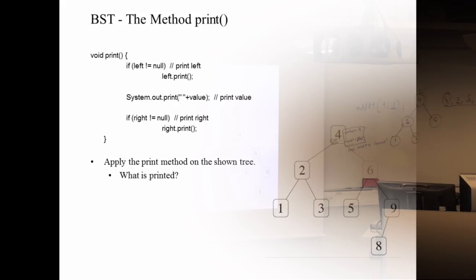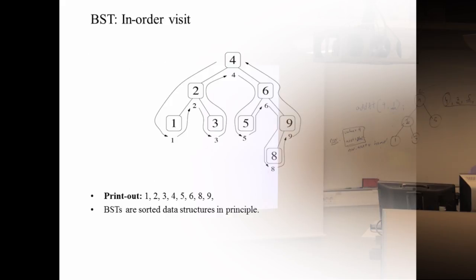And then we also have the print method in this binary search tree implementation, where you just simply, if left is not equal to null. Basically, there are different ways to visit or print the elements or nodes in a tree. The first one we have is in-order visit. What does the in-order visit mean? That we go to the inner nodes first, and then we print the node itself.